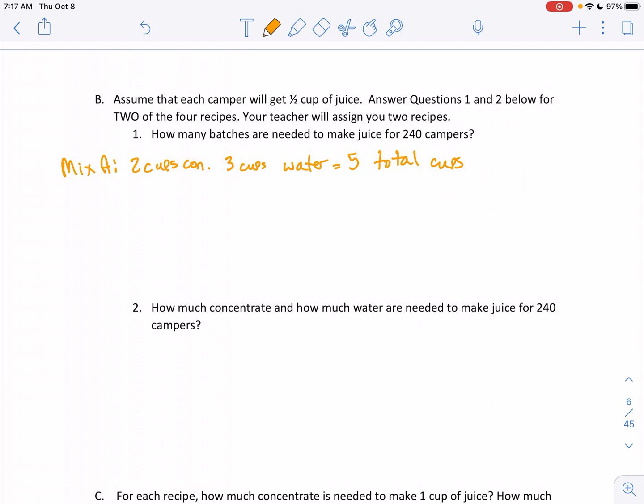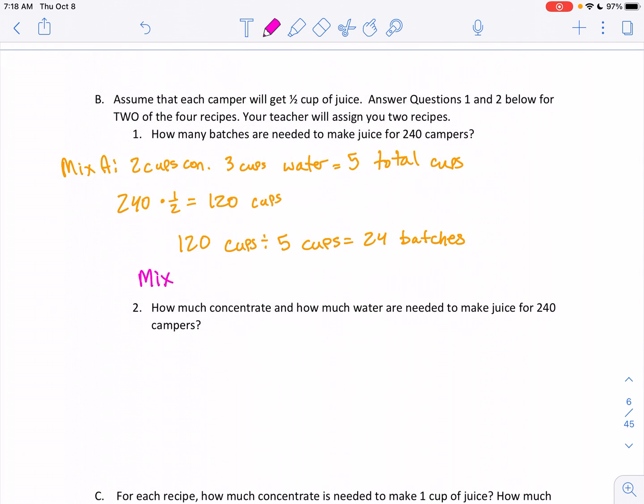But we know that each camper gets half a cup of juice. So if there are 240 campers and each gets half a cup, I'm going to do 240 times 1/2. That means I need to make a total of 120 cups of juice. So how do I figure that out? Well, I can say 120 cups divided by the 5 cups in one recipe, type that in my calculator, and I get 24 batches that I need to make. So that's mix A.